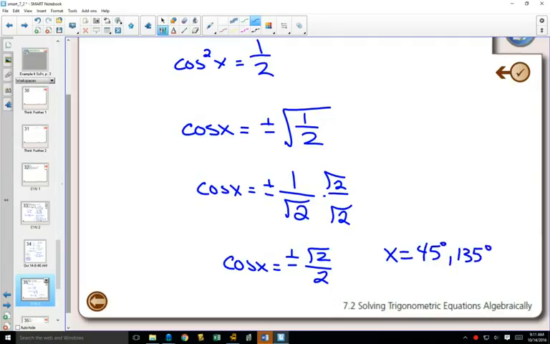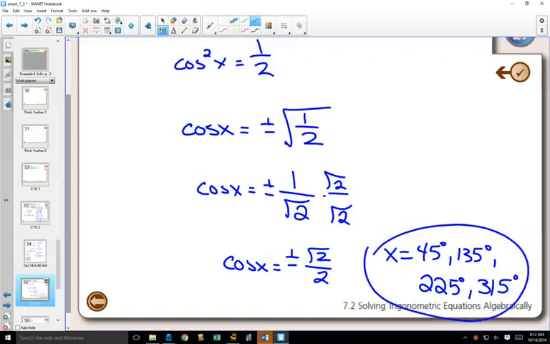What did we call that before? A family gathering? And you get all 4 of them. It doesn't ask for the general solution. It just asks between 0 and 360. So this is our final answer.